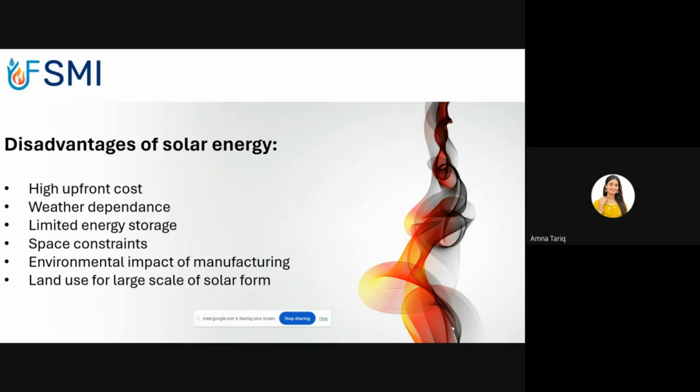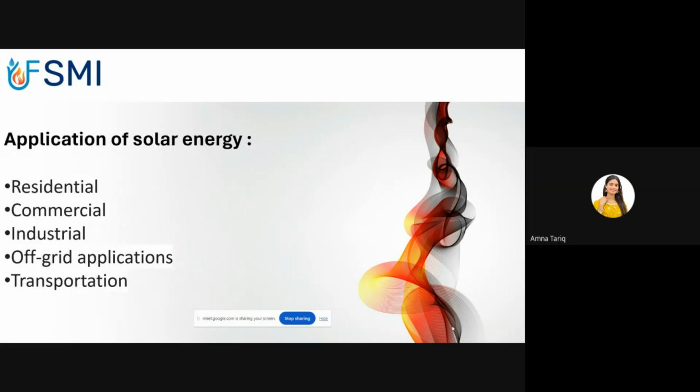Last is land use for large-scale solar farms. We also know that when we install a solar energy system, the solar panels occupy a maximum of space. We cannot say it is a big problem, but it is a problem. While large-scale solar farms can generate a significant amount of electricity, they require substantial land area. This can raise concern about land use competition, particularly in densely populated areas. So these are the disadvantages of solar energy systems.